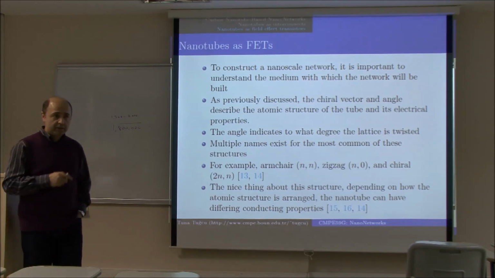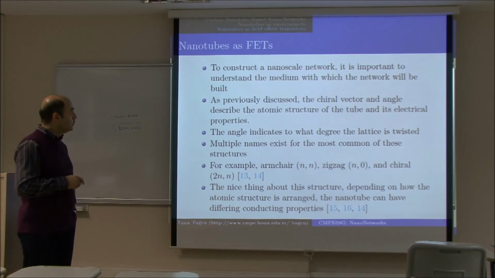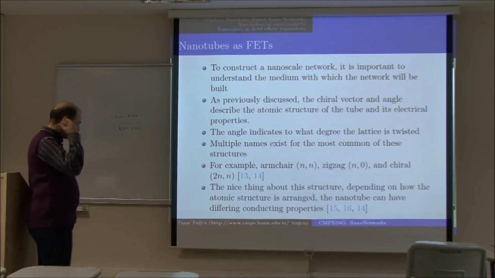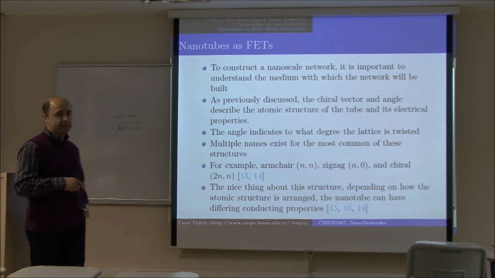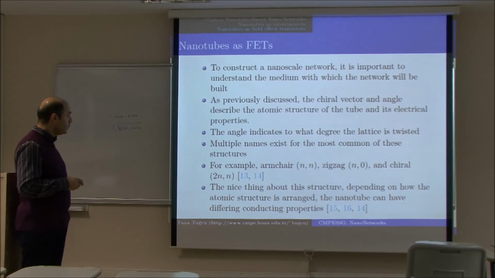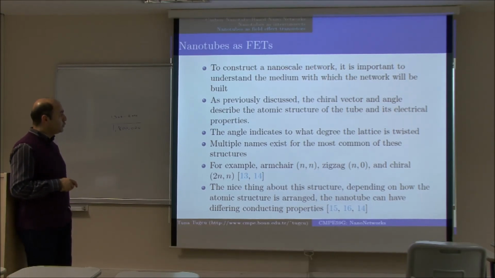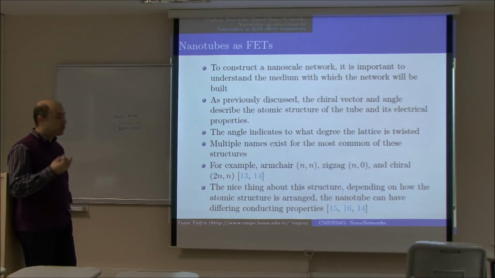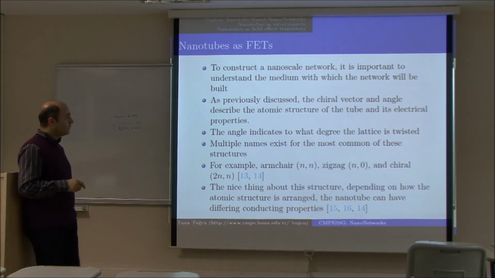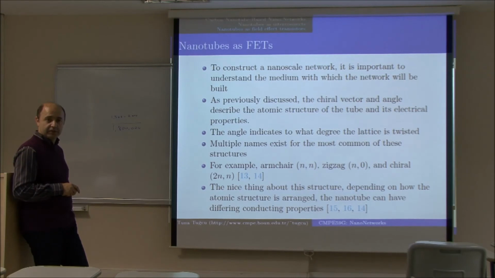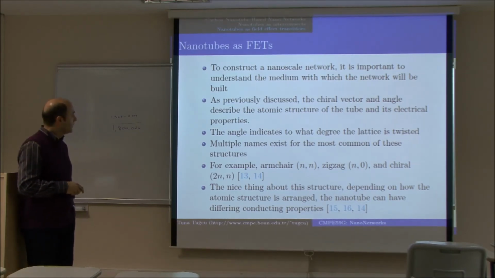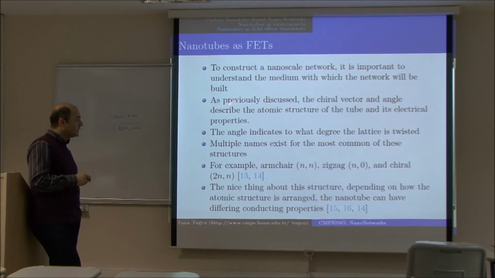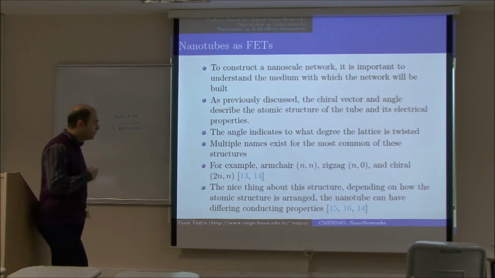Yet another use could be using carbon nanotubes as field effect transistors. To construct a nanoscale network, we should first understand the medium in which this network is operating. We have previously discussed the chiral vector, and the chiral angle is the angle of that vector with respect to the A1 vector, remember. They describe the atomic structure of the tube and its properties.